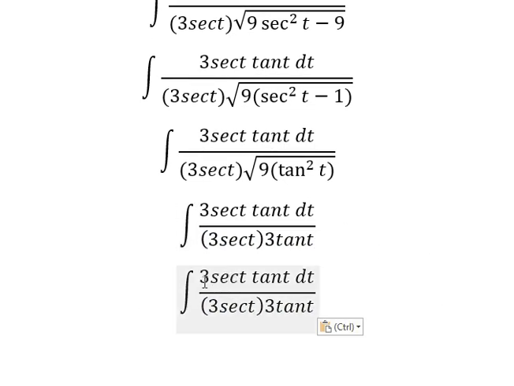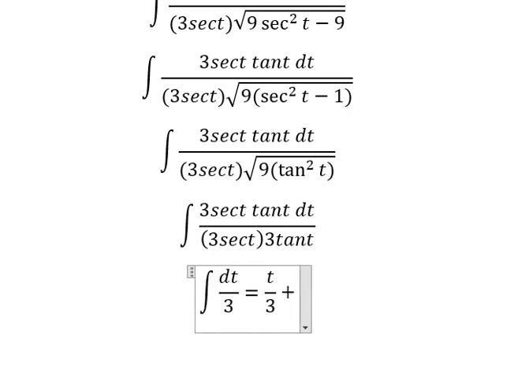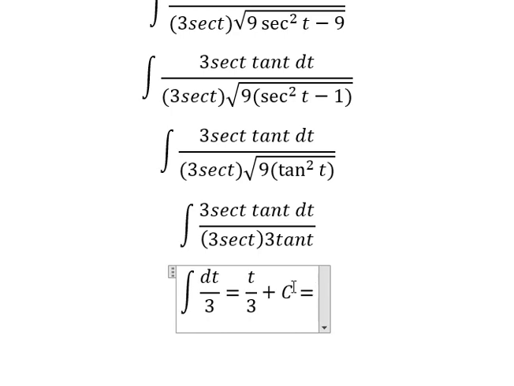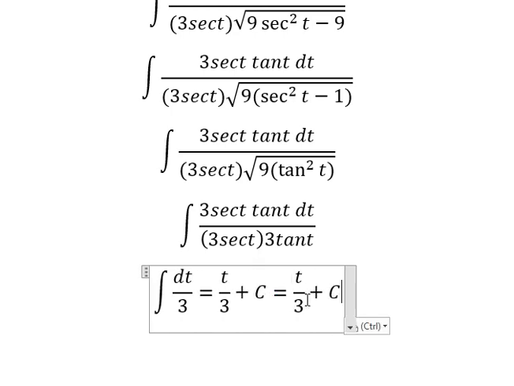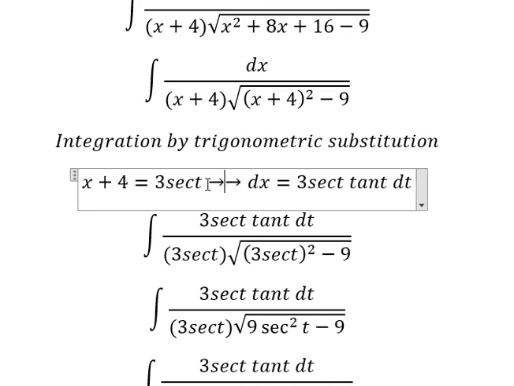Later we simplify 3 secant of t tan t on the numerator and denominator. And now we have t over 3, and I will put plus c. About t, that is about this one. So we divide both sides by 3.